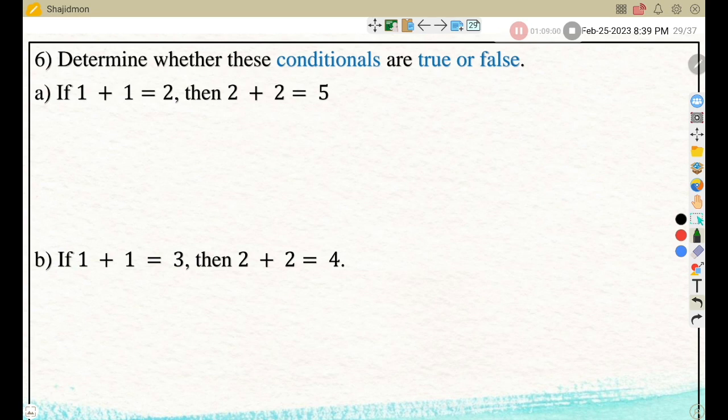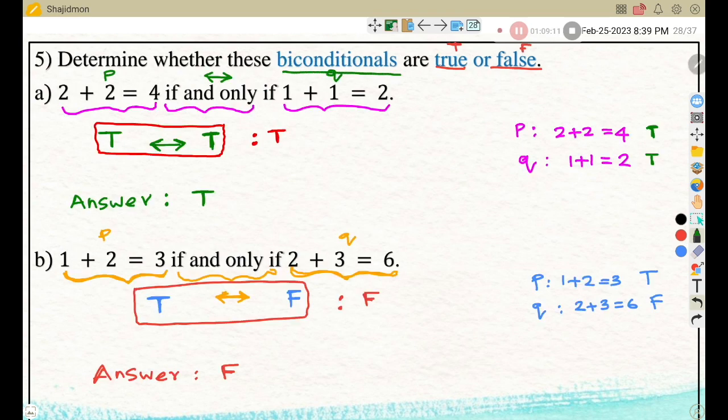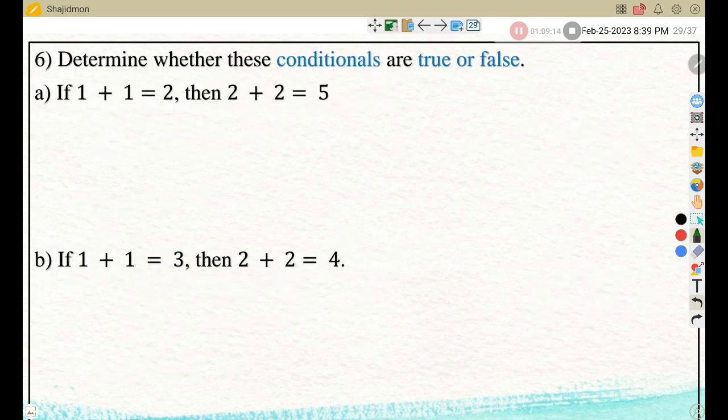Question number 6. Determine whether these conditionals are true or false. Conditional statement. Before, we studied the biconditional, the if and only if statement. That question was biconditionals, correct? If and only if. Now here, conditional. That means a one-sided arrow. Determine whether the conditional statements are true or false. Okay. So we can see here, if and then means arrow, correct?